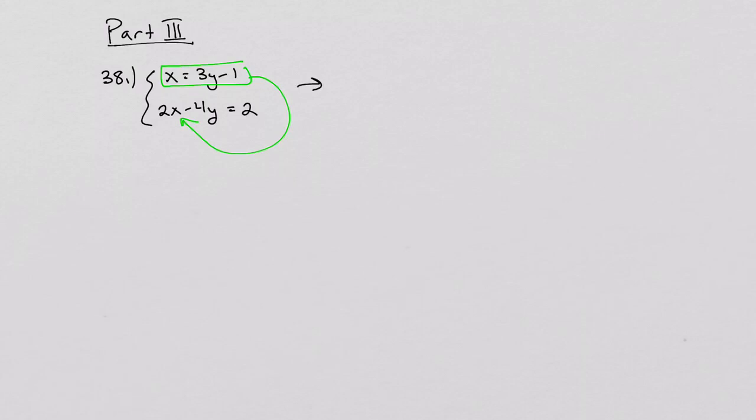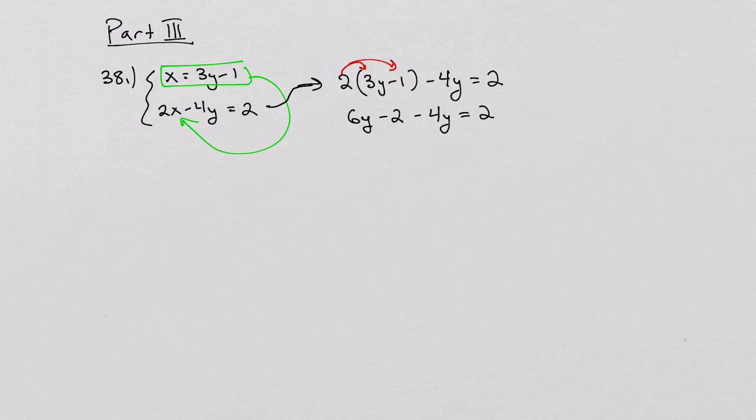So this will lead me to 2 times 3y minus 1, because it was 2x, and I'm going to replace x with 3y minus 1, and then continue on, minus 4y equals 2. We've got to distribute in that 2, and we end up with 6y minus 2 minus 4y equals 2. And we're going to solve this linear equation like normal. There's two like terms. We're going to get 2y minus 2 equals 2. We're going to add 2 to both sides to cancel out these 2's. We've got 2y equals 4. And then we're going to divide both sides by 2 to get that y is equal to 2.